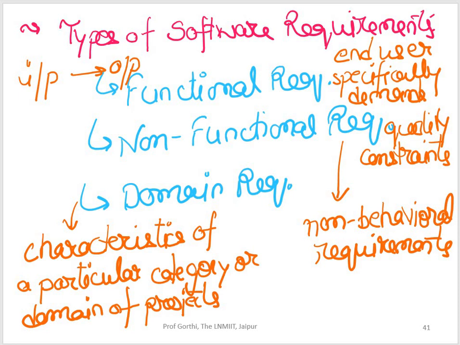That it should be there in case of an academic software. For example, in case of payroll management, the salary calculation is a kind of domain requirement that it should be there in the product.